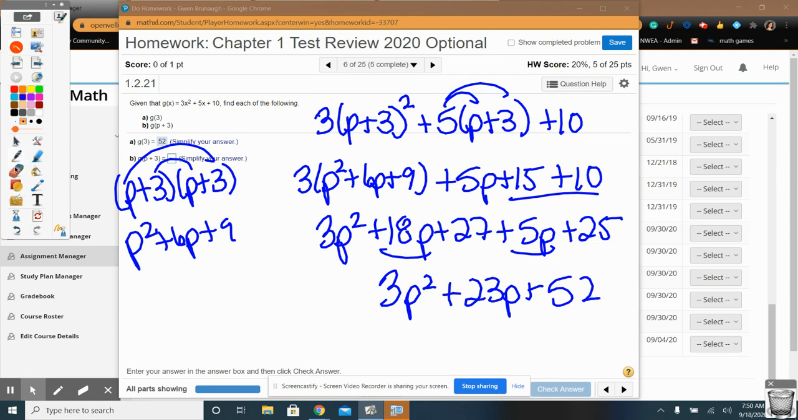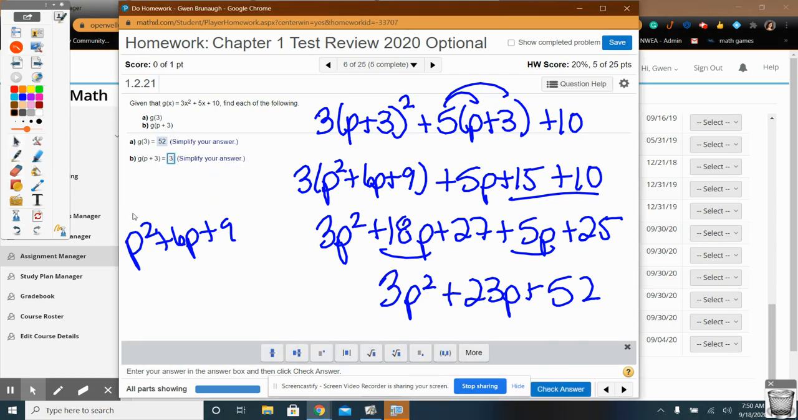Let's see if I can type that in. 3p squared, 23p plus 52.